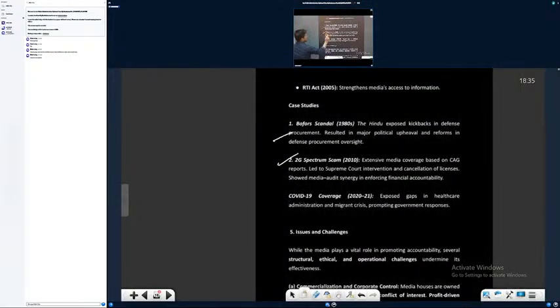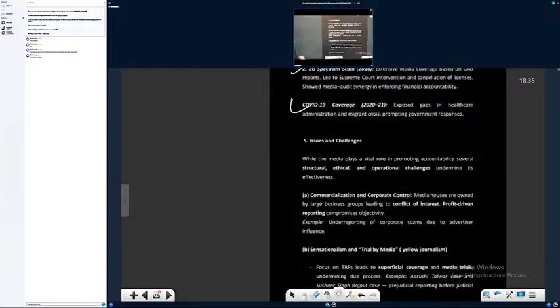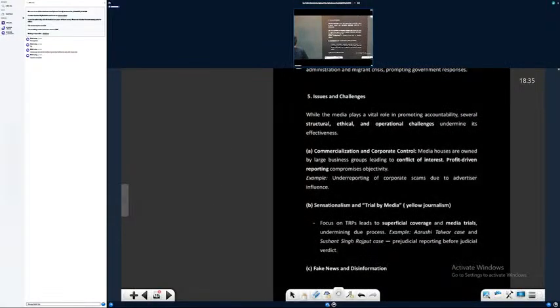Bofors is there, 2G spectrum scam is there, COVID-19 coverage is there. They covered how the laborers were walking from Delhi to Eastern UP, Bihar, going such long distances. So it showed what the problems are. They showed the problems of how oxygen cylinders were less, etc., etc.